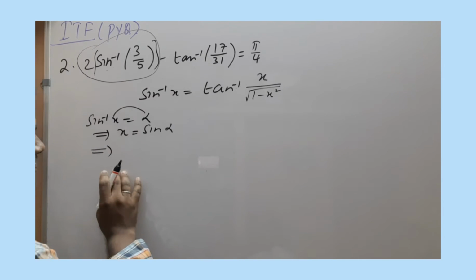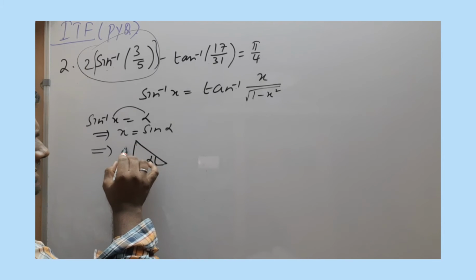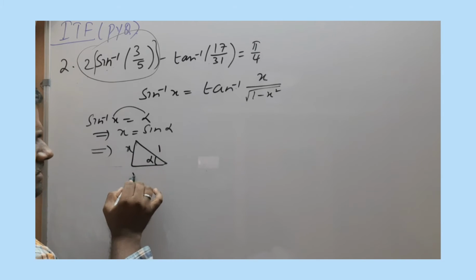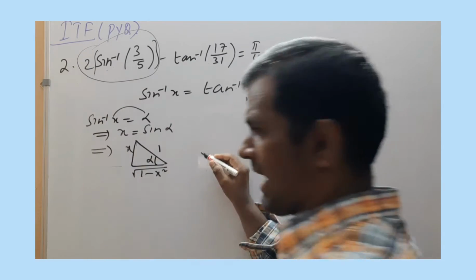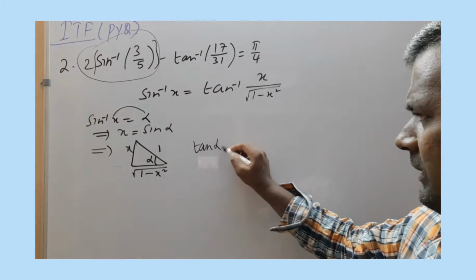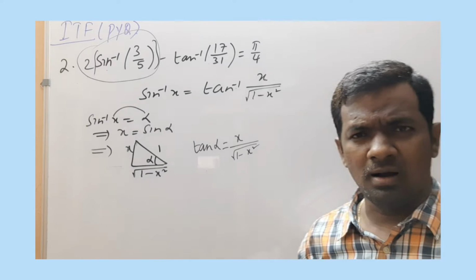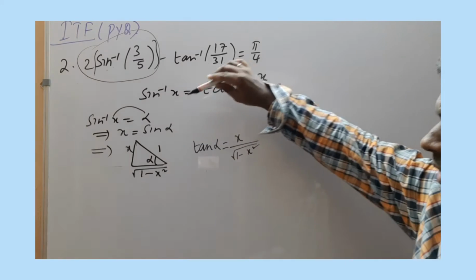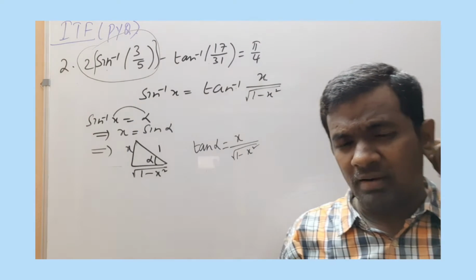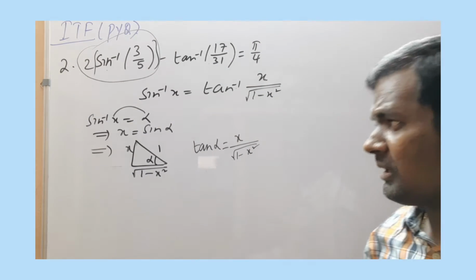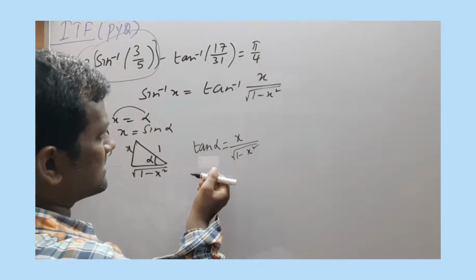Observe carefully, the definition of sine theta is nothing but opposite by hypotenuse. So the adjacent side will be root of 1 minus x square. From this the value of tan alpha is nothing but opposite by adjacent side. Yes, now I can write sine inverse x as tan inverse x by root 1 minus x square. Right. Moving ahead, keeping this point in consideration, I am going to simplify like this.